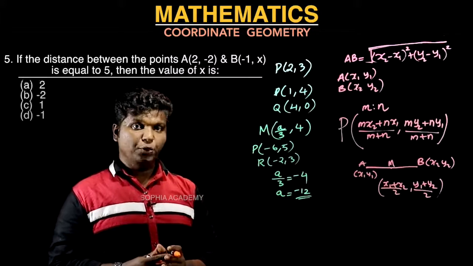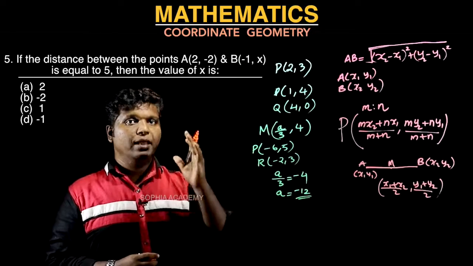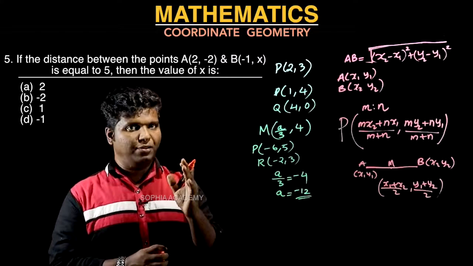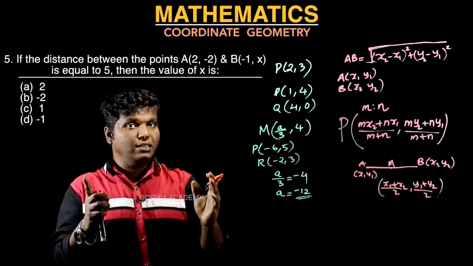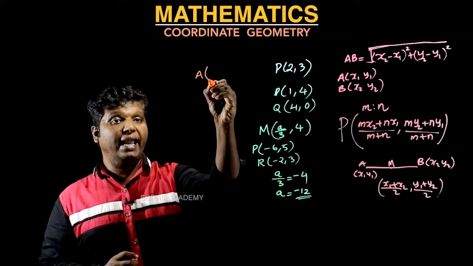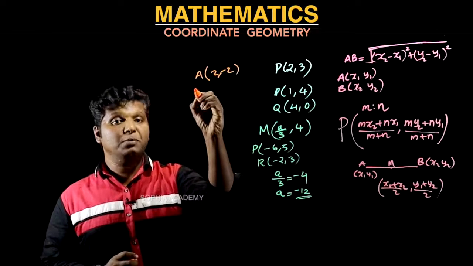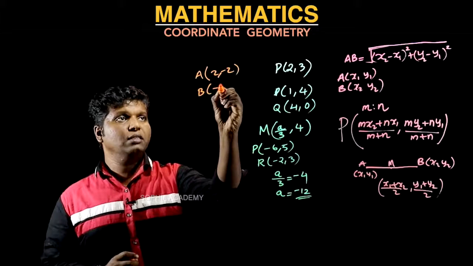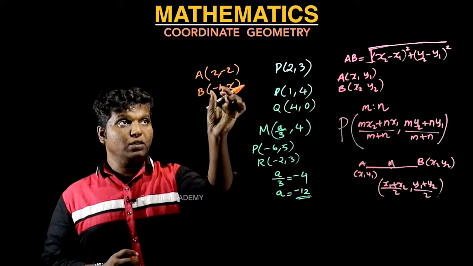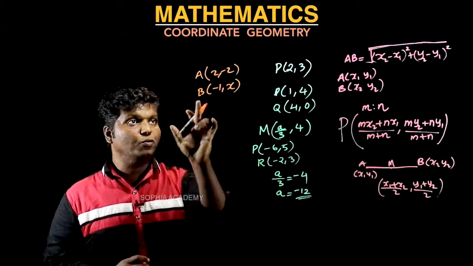Here was the next question before you. If the distance between the points A(2, -2) and B(-1, x) is equal to 5. So the distance between 2 points is given. The first point is A, and the coordinates of A are 2, minus 2. And the second point is B, and the coordinates of B are minus 1, x. So the y coordinate of B is not given, it is an unknown given as x, and you are supposed to find this x.